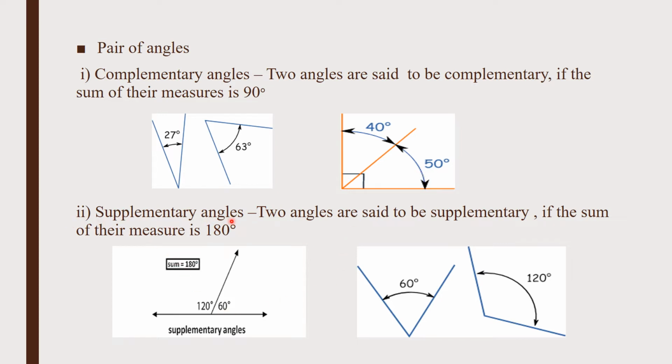Supplementary angles. Two angles are said to be supplementary if the sum of their measures is 180 degrees. Here we can see an angle of 120 degrees and another angle of 60 degrees where the sum is equal to 180 degrees. So these angles are called supplementary angles.